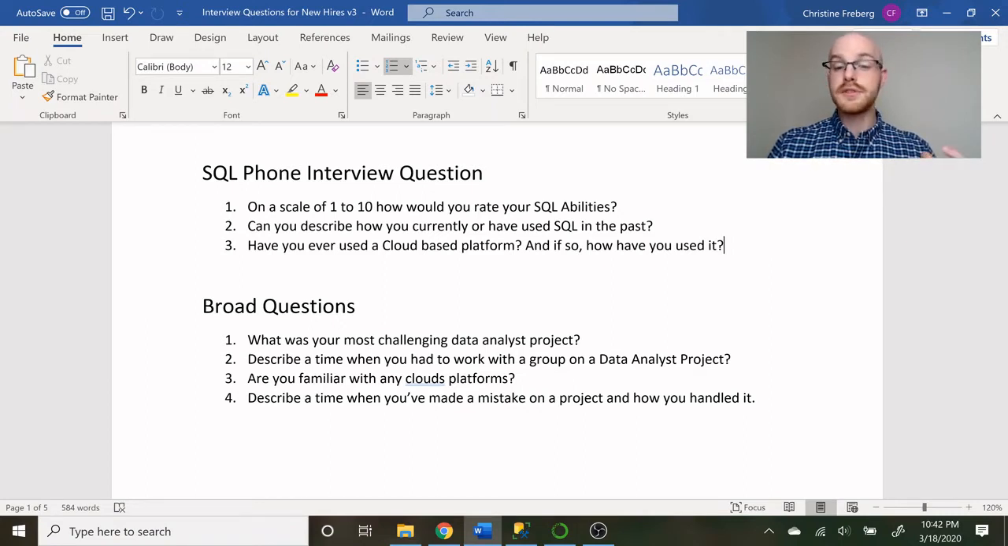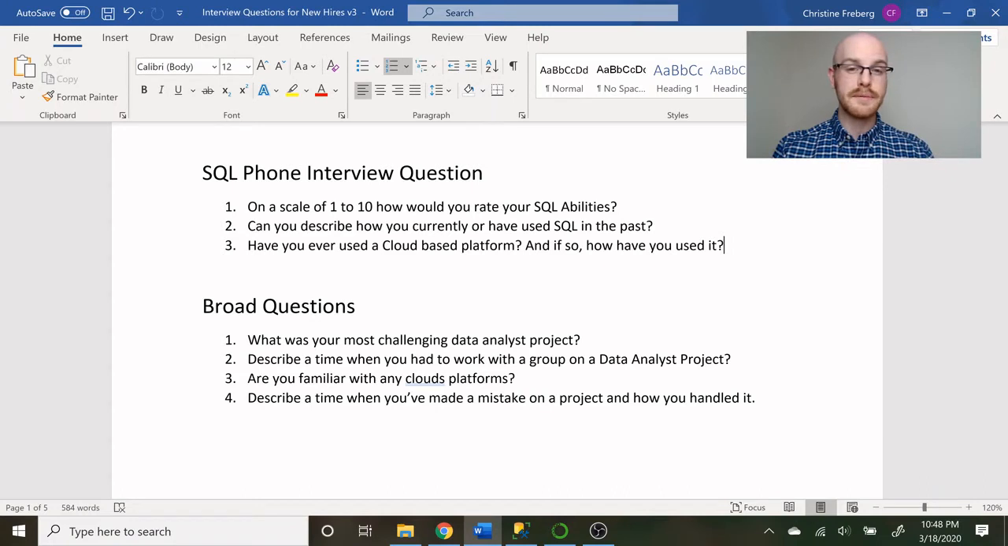And these give you an opportunity just to talk a little bit about what you know and how you've used SQL in the past. So for me, I might say that I'm an 8 out of 10 in SQL, and I currently use it to query tables and views, as well as create reports and automate stored procedures to send out those reports to clients on a weekly or monthly basis.